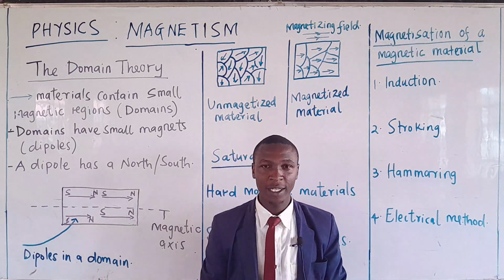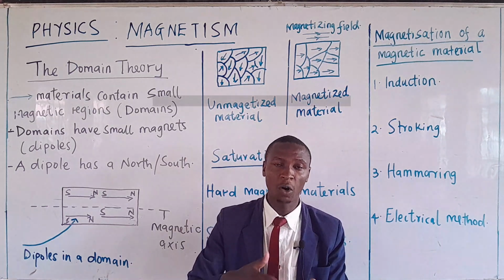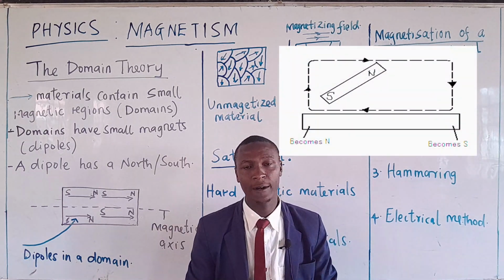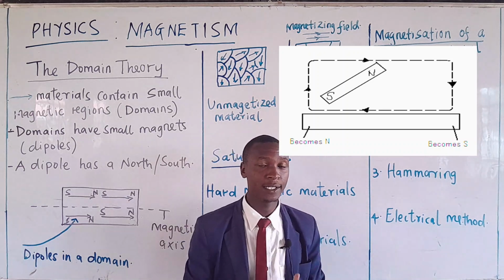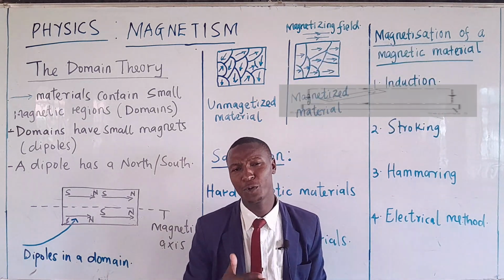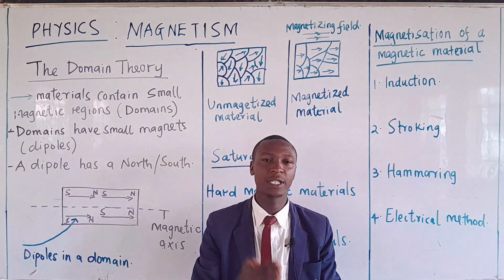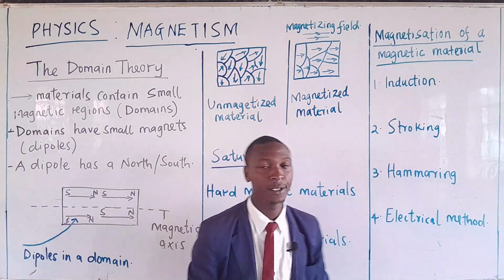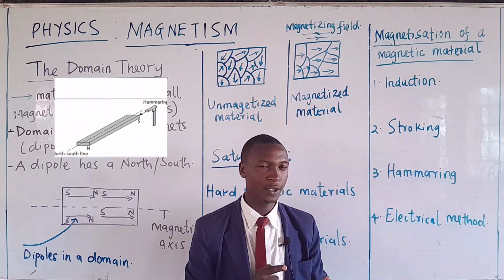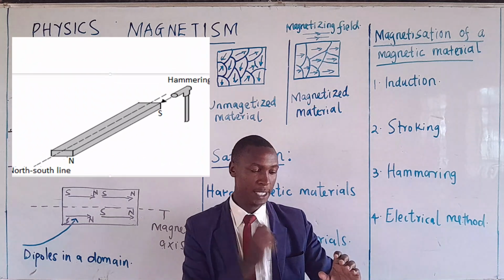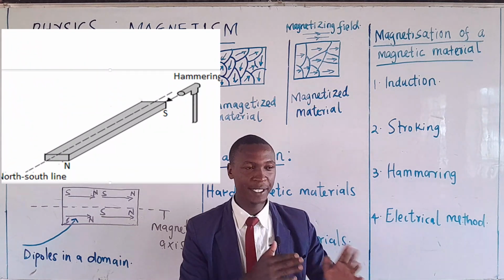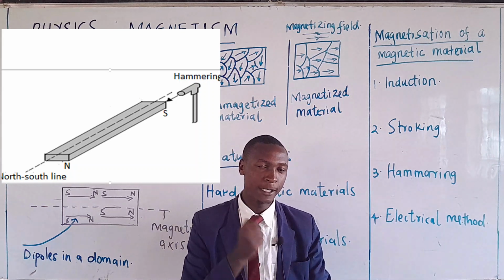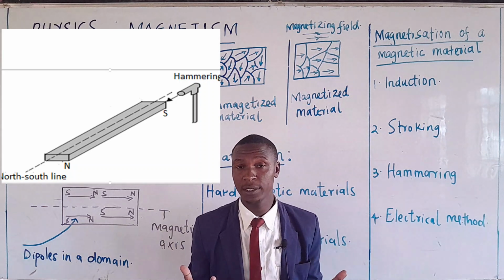Now stroking means you're going to rub over, you're going to stroke. You can rub a given unmagnetized material with a magnet, and therefore you're going to try and align those dipoles to face in one direction. Also we have hammering. We can hammer a given unmagnetized material facing a given direction, of course north-south, as we are going to see, and if you hammer the material, it is going to be magnetized.